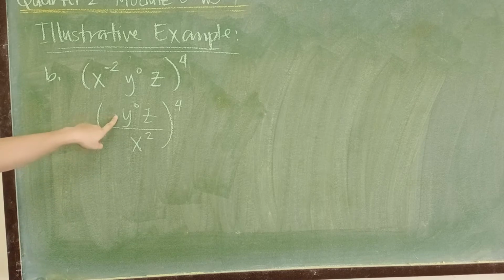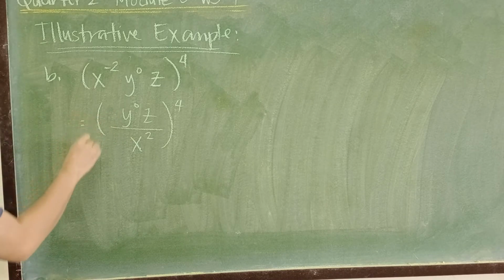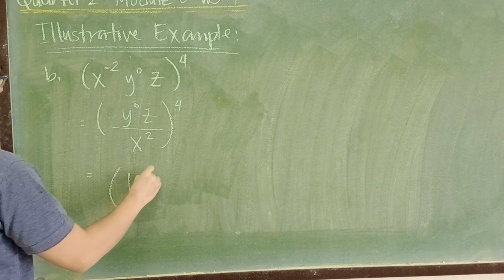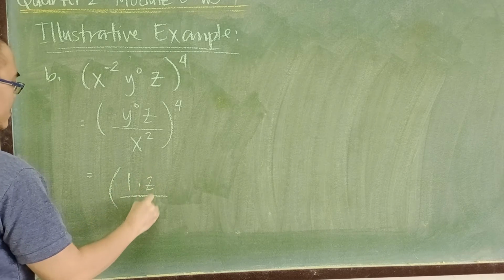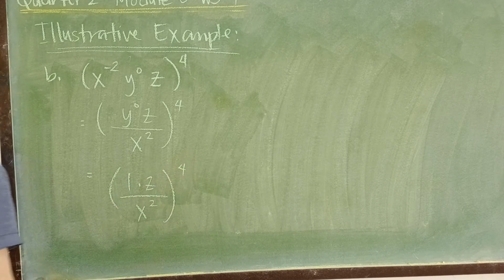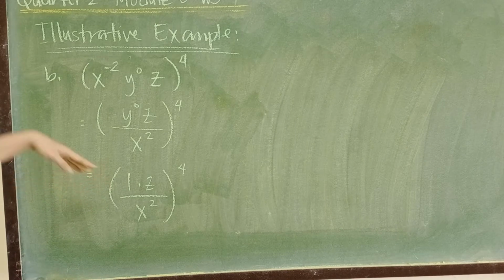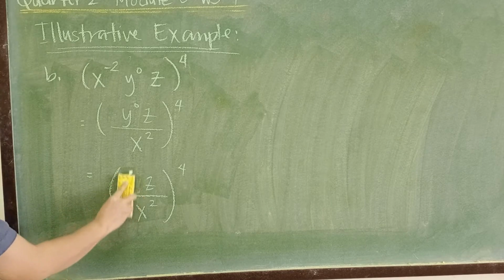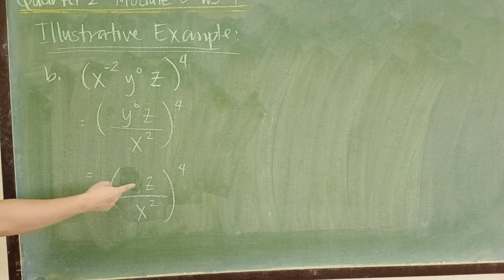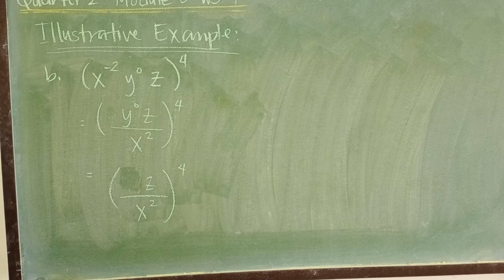And then yung y, pwede ko na palitan ng 1. So magiging 1 times z all over x raised to 2 raised to 4. So yung 1, since 1 na yun, pwede mo na siyang tanggalin, pwede mo na i-omit. So ang matitira na lang, yung z sa taas. Pag 1 na yung nasa numerator, pwede mo nang tanggalin. Pwede mo nang i-omit. Huwag isulat.